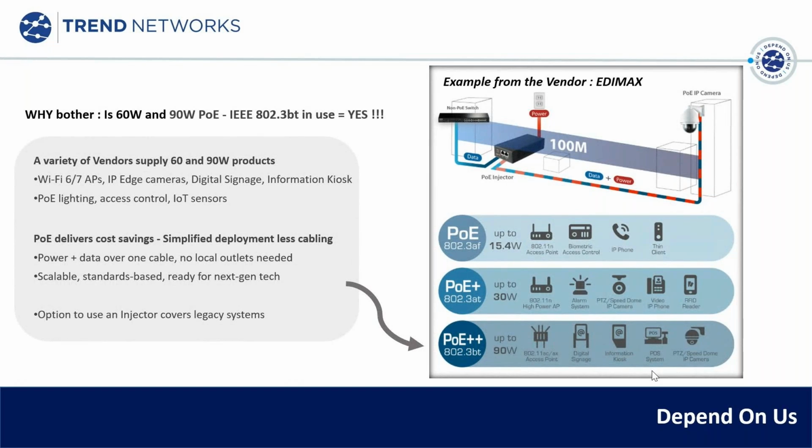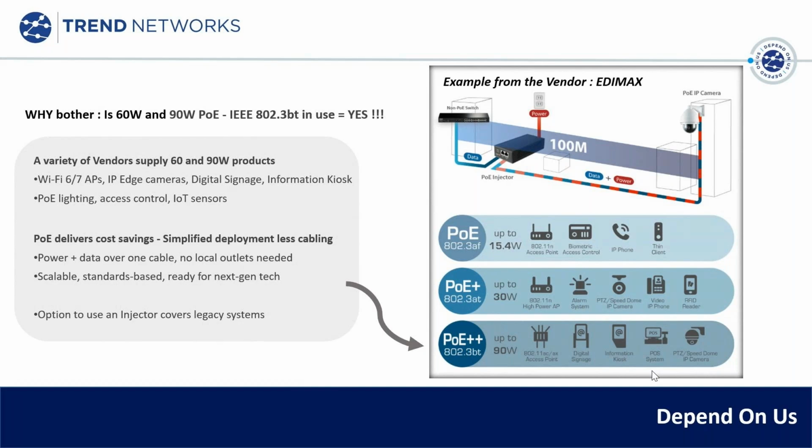And we see this a lot because a lot of people are happy with the solutions they have now. But the truth is, we are seeing a lot of people migrating slowly towards these products. And not only is it one or two, but there's a huge variety of vendors which supply 60 and 90 watt products right now. I'll just pick one example, which is Edimax. And there's a lot if you Google.